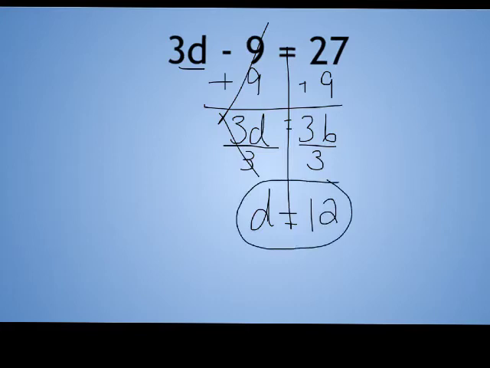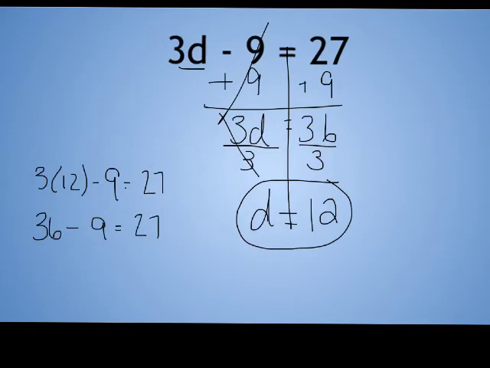Let's go over here to check, and we'll write 3 times 12 minus 9 equals 27. 3 times 12 is 36. 36 minus 9 is 27. And so if the left side matches the right side, that means we got it right.